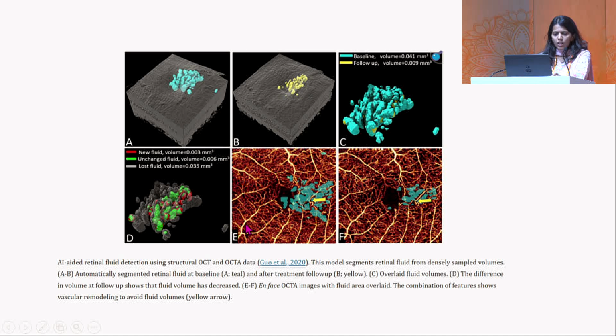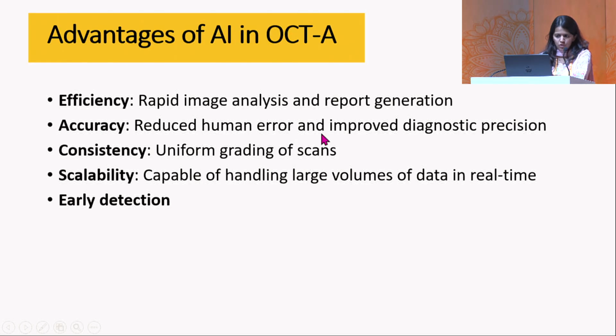The deep learning algorithms can again identify the retinal fluid. So this is the retinal fluid generated through the deep learning algorithm pre-treatment, and this is post-treatment, and then they can show where the pre-treatment fluid was and where the post-treatment fluid is remaining. So we better know how much fluid has actually resolved, even on the OCT angio scans.